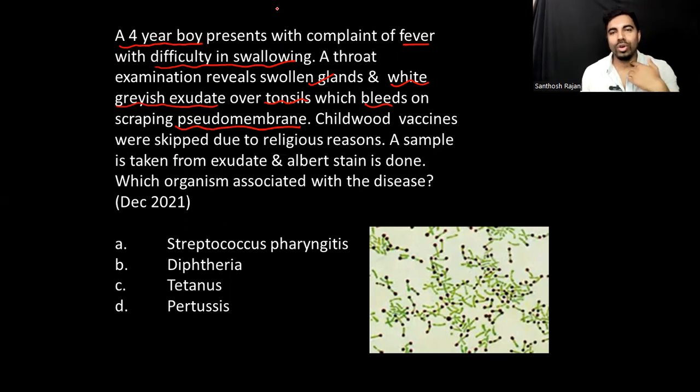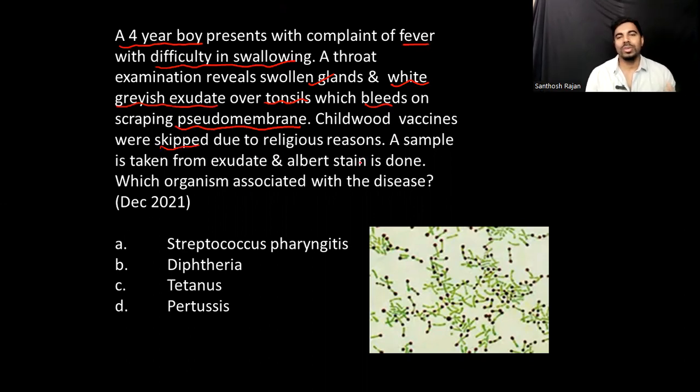Throat, tonsil, some membrane is there, and it bleeds because the pseudomembrane, when you detach it, bleeds. And what is that? That's your diphtheria. Diphtheria is the one that has this typical feature: pseudomembrane, and when you try to remove it, it will bleed. Another clue is that the childhood vaccines were skipped. The baby didn't get any childhood vaccine. So which vaccine are they talking about?